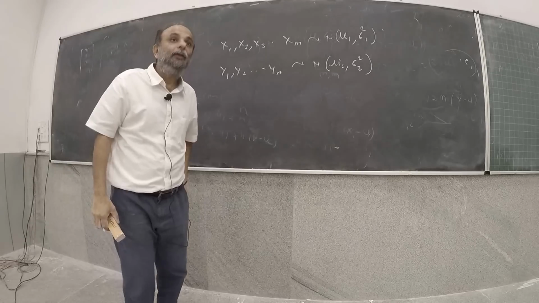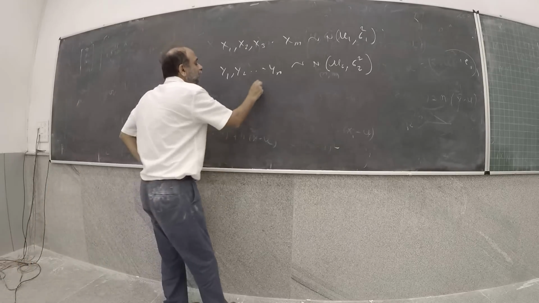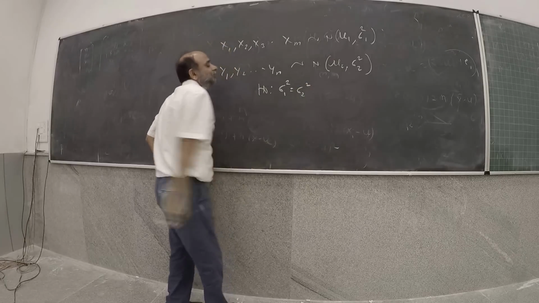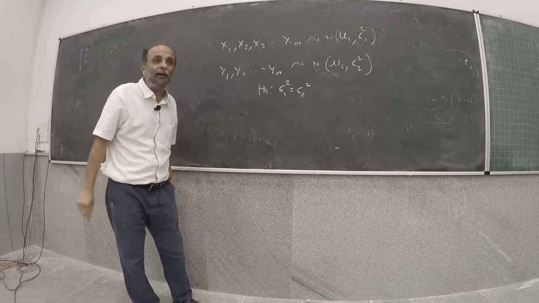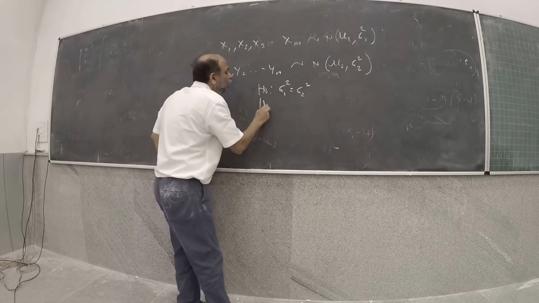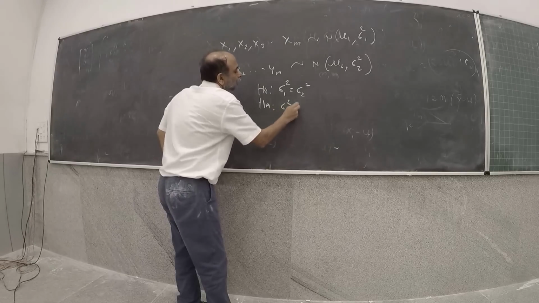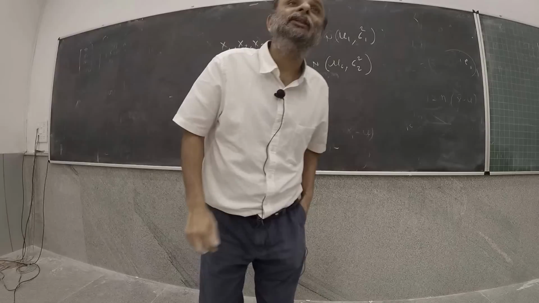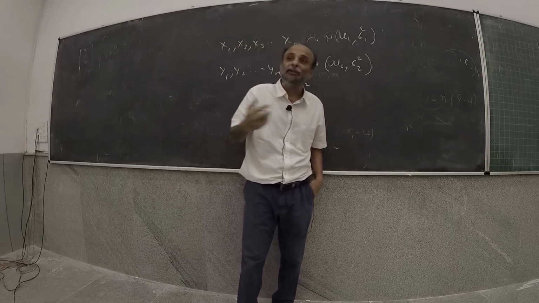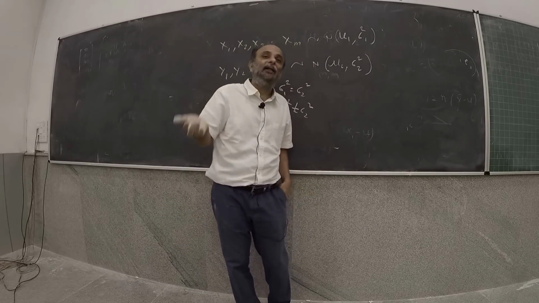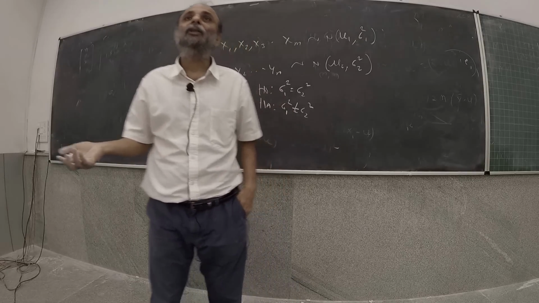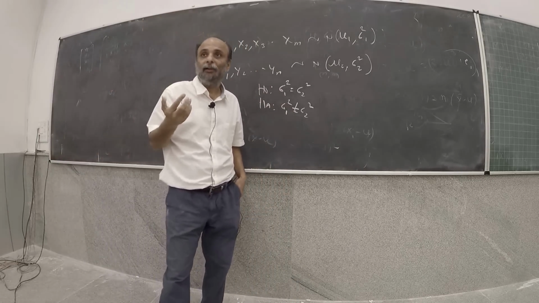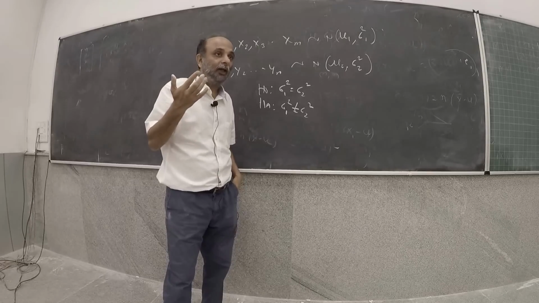Suppose you want to test H naught, that sigma 1 square is equal to sigma 2 square, against the alternative. That is, we are testing whether the variances of the two populations from which these samples have come are identical. That's what we want to study.